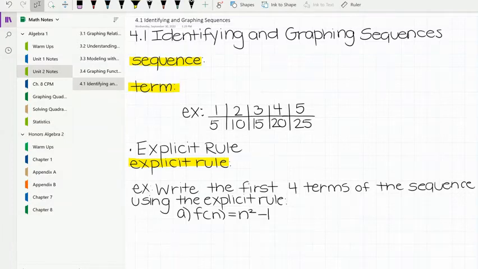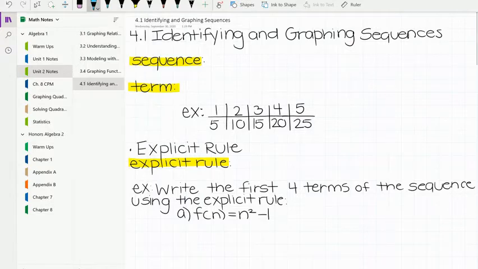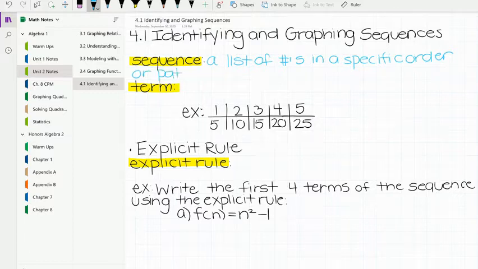This section is 4.1, which is identifying and graphing sequences. So we're going to start by defining a sequence. A sequence is just a list of numbers in a specific order or pattern. So a sequence could be something like 2, 4, 6, 8. That is a list of numbers and they have a pattern.